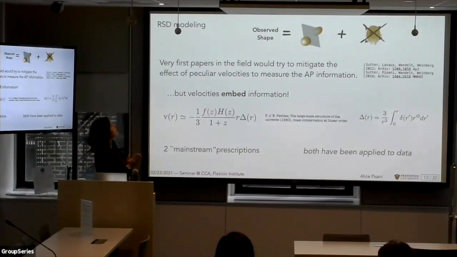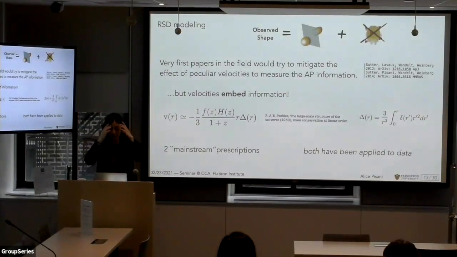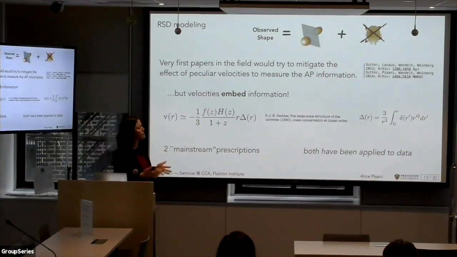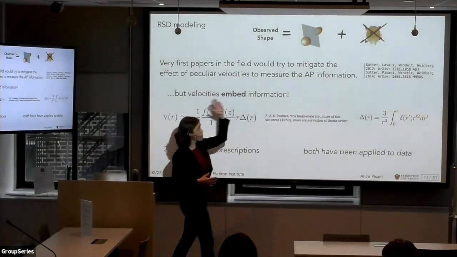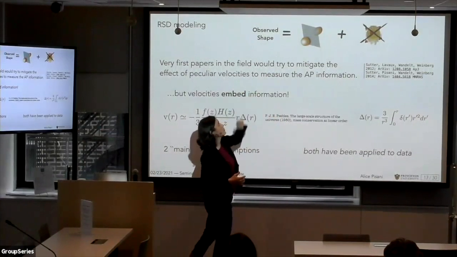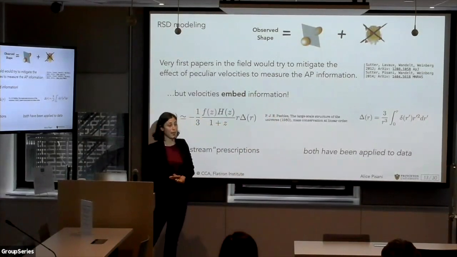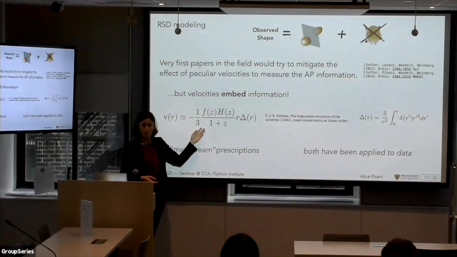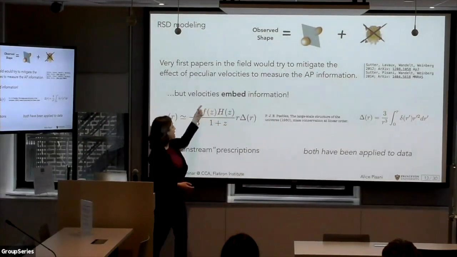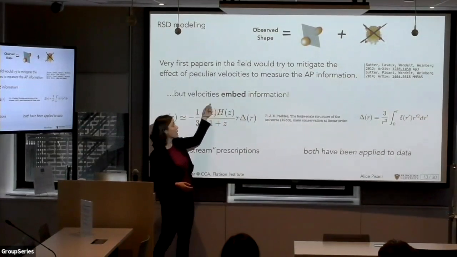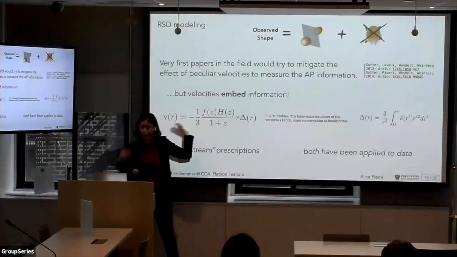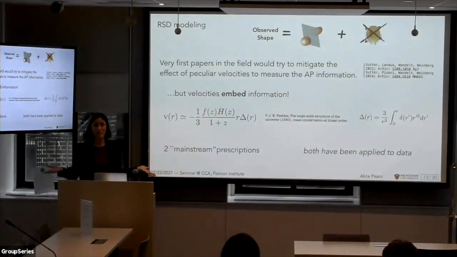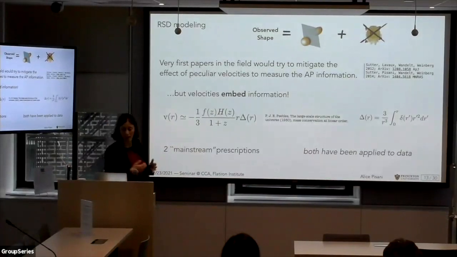The second part that is a little bit more tricky is modeling the redshift space distortion pattern around voids. The very first papers in the field tried to just mitigate the effect of peculiar velocity, so removing the impact in order to perform the Alcock-Paczynski measurement. But actually, velocities embed a lot of cosmological information. And in fact, they depend on the growth rate of structure that will have a different value depending on whether, for example, general relativity is the correct theory.